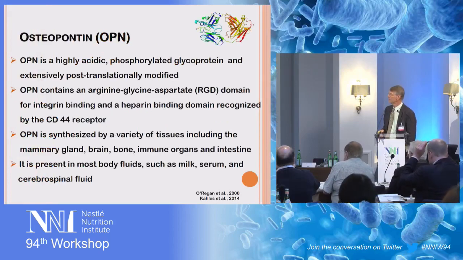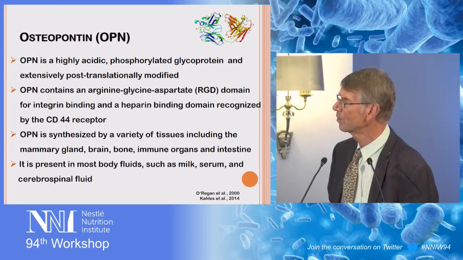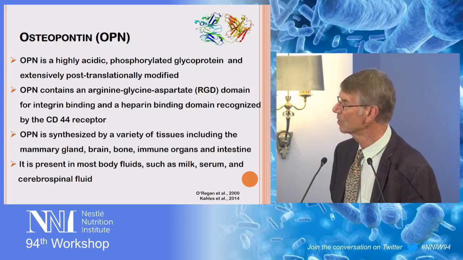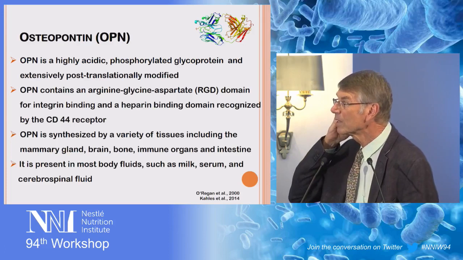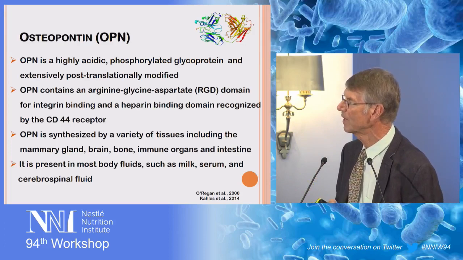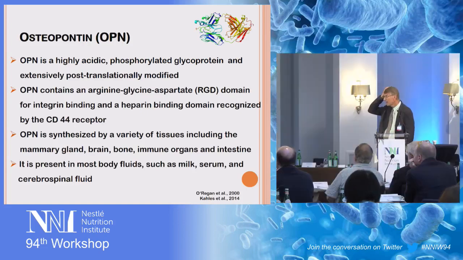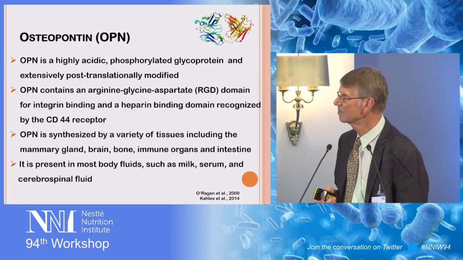Osteopontin is a very acidic phosphorylated glycoprotein and extensively post-translationally modified. There's about 28-30 different phosphate groups, and there are several glycans along the molecule. And more importantly, osteopontin contains an arginine glycine aspartate, abbreviated RGD, domain, which is actually an integrin binding site that works as a receptor for osteopontin, and also a heparin binding domain, which is recognized by the CD44 receptor. So osteopontin has several receptors on the cell surface.